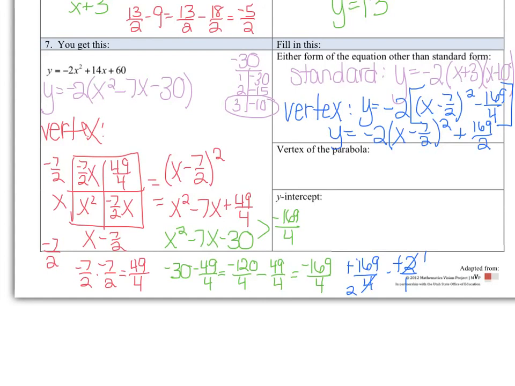Therefore, we can see that our vertex is going to be 7 halves and 169 halves. And then we can find our y-intercept by looking at our standard form, which is going to be y equals 60. So that completes this fill-in activity, and hopefully it clears up some of your misunderstandings.